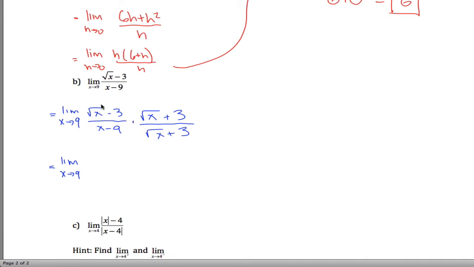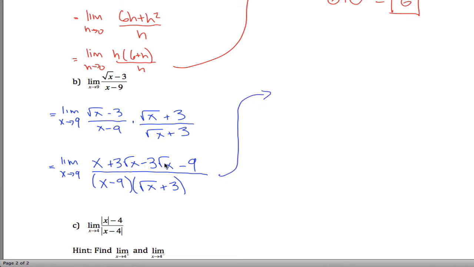Because when you FOIL things out, root x times root x is just x. 3 times root x is 3 root x. Negative 3 times root x is negative 3 root x. Negative 3 times 3 is negative 9. And what you'll see in the next step is things are going to cancel out very nicely up in the numerator. In the denominator, I don't bother foiling it out because I know what's going to happen. I know that this x minus 9 is what I need to get rid of, so I'm going to leave it like this.